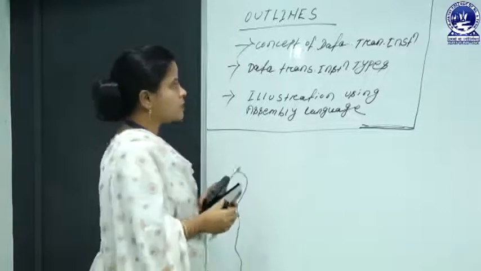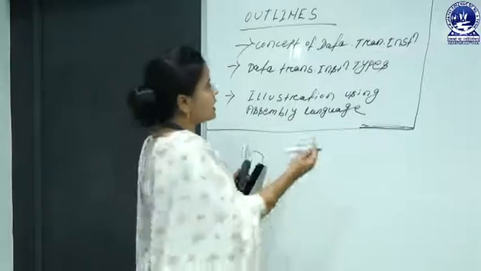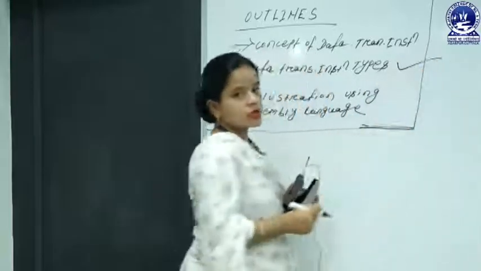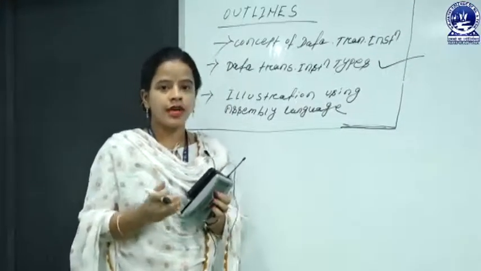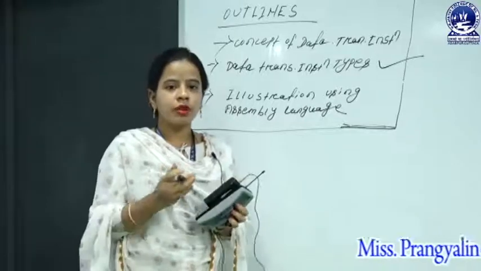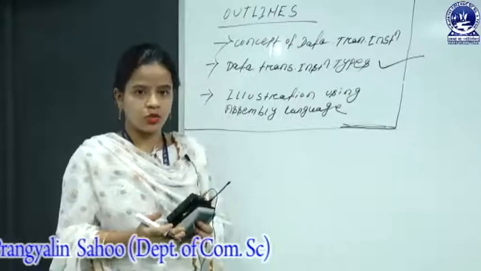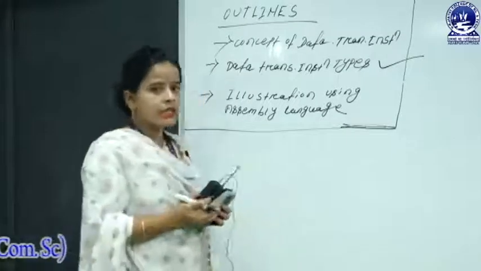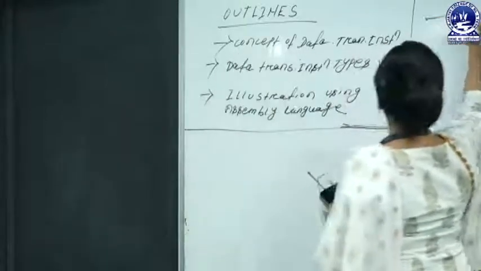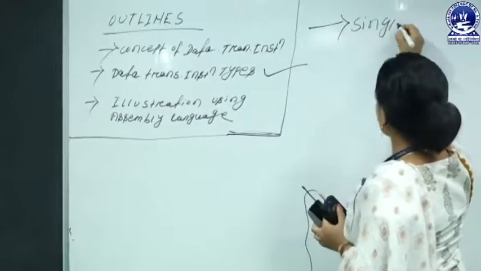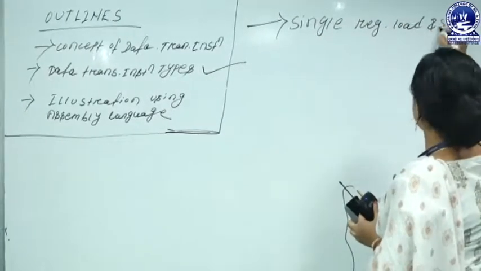Okay, now let's go to the next concept, data transfer instruction types. The data transfer instructions provide different types of mechanisms by which the data elements move from register to memory and memory to register to perform their executions. So what are they? The first one is the single register load and store mechanism.